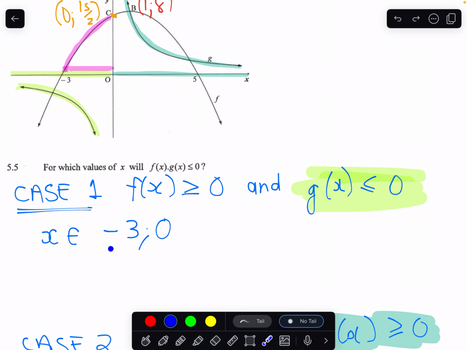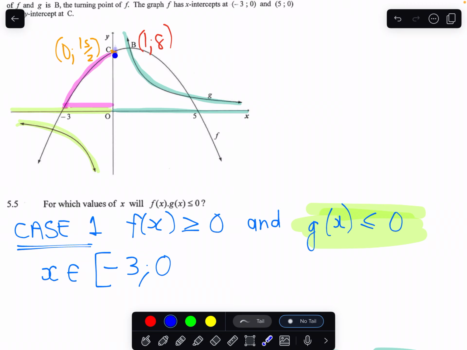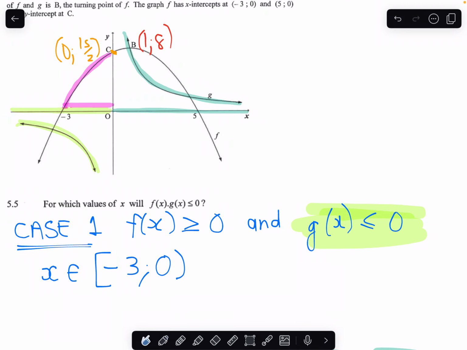When x is equal to -3, g gives us a negative value, f gives us a 0 value. If you times those together, you're going to get something equal to 0, which is fine, because here we're looking for a product smaller than 0 or equal to 0. So -3 is part of the solution. And when x is equal to 0, g is not defined. Remember, x equal to 0 is an asymptote. So we can't include 0 because one of our functions is not defined when x is equal to 0. So that's one part of the solution.